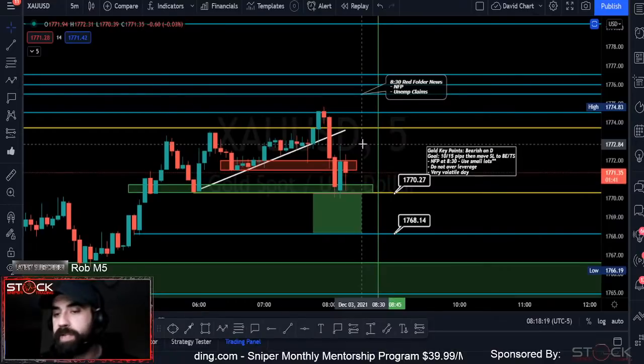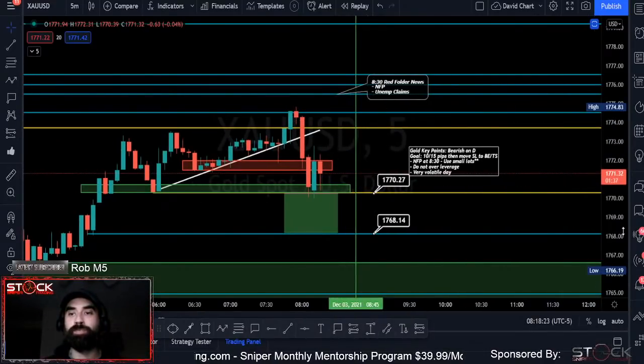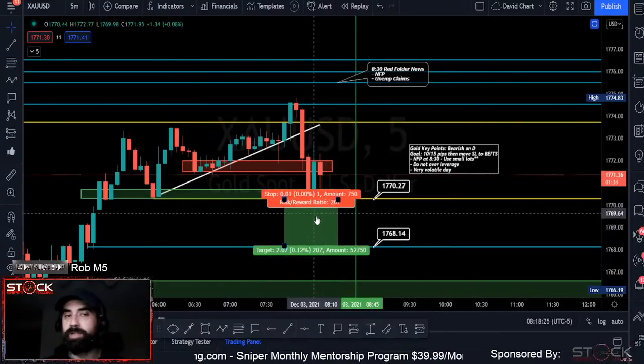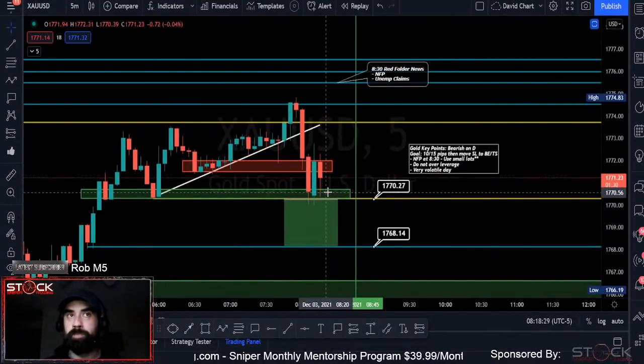All right, so let's get ready for this, guys. It's 8:18. Price has still not dipped below here in terms of sells. You can see this is nice buying power right here.